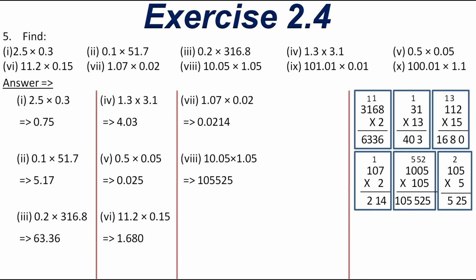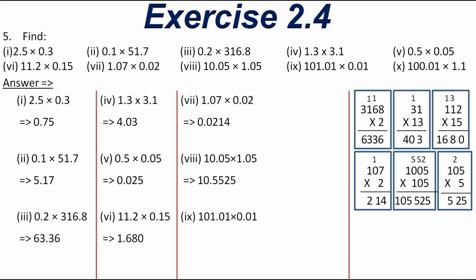Okay, so I got the answer as 105525. Okay, now in the decimal numbers we have 2 digits after decimal point. Here also 2 digits after decimal point. That means totally 4 digits should be there after decimal point. So we will put the decimal point here. So the answer became 10.5525.